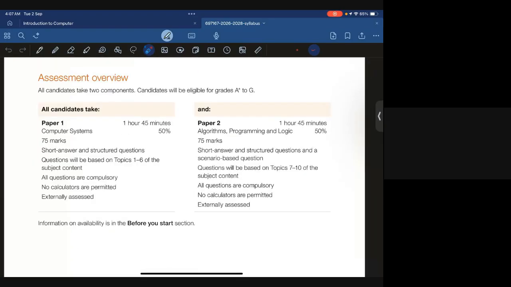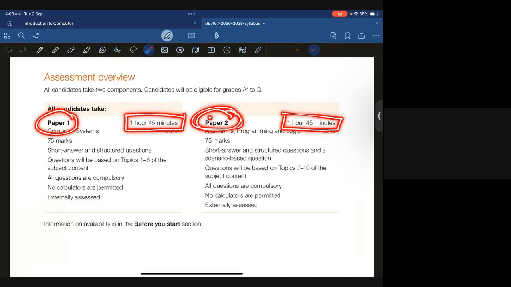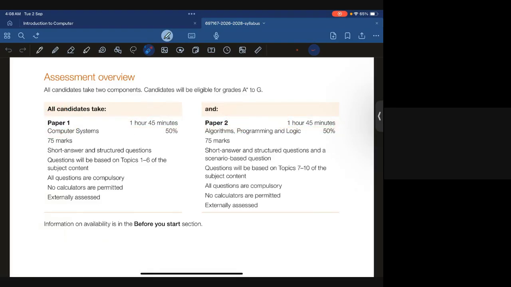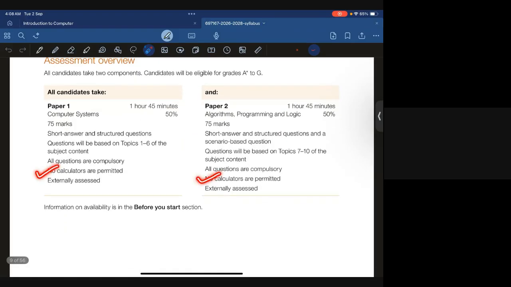Moving on further, there's two papers that you have to prepare for. Paper one is a 1 hour 45-minute paper. The same goes for paper two, which is another 1 hour 45-minute paper. We'll get into the complications of paper two, but as general guidelines, no calculator is allowed for both papers. Both are 1 hour 45-minute papers. Both have equal weightage at this point.